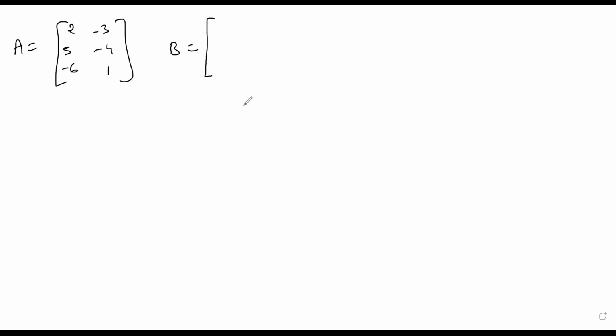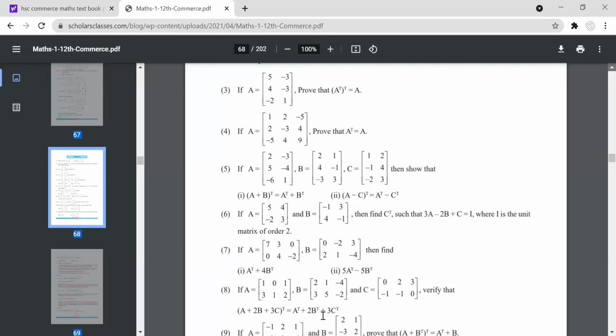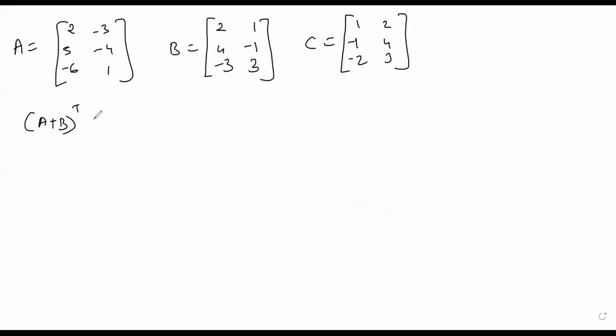Matrix B is 2, 4, minus 3, 1, minus 1, 3. And matrix C is 1, minus 1, minus 2, 2, 4, 3. Okay. Now what do they want? First, (A plus B) transpose is A transpose plus B transpose.